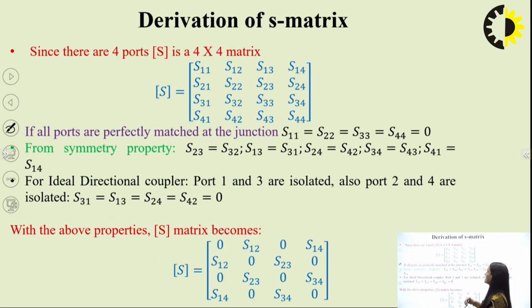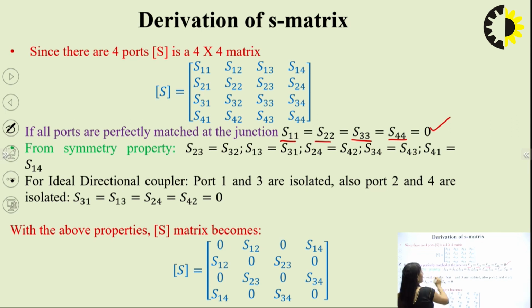So here we will discuss the derivation of the S matrix. Since it is a 4-port device, it means it is a 4x4 matrix. All the ports are perfectly matched at the junction. It means S11, S22, S33, S44 all are 0, because all are perfectly matched, so there is no reflection.